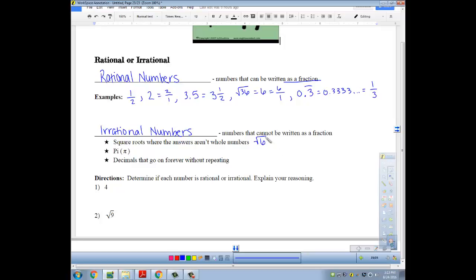So if you were to put square root of 6 into a calculator, you get this really crazy decimal that goes on forever and does not repeat. So anytime you have the square root of a number and the answer is not a whole number, that's irrational. Pi is the most common example of irrational numbers because they are decimals that go on forever and do not repeat. So that is the second instance that you will see. Decimals that go on forever without repeating. So we're looking at decimals that go on forever without repeating and square roots where the answers aren't whole numbers.